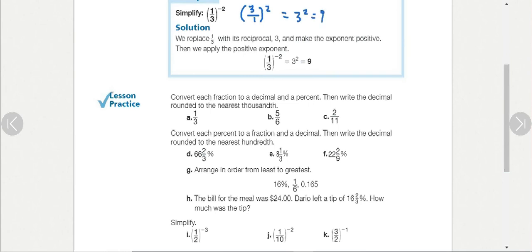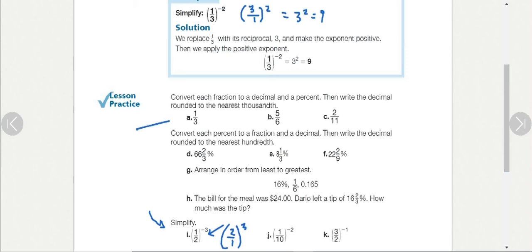So when you look at these, they're just making sure you understand what to do with this. If everything is to the negative 3, that means to turn this to the positive 3. Okay, to make this positive, you flip the 1 down to the bottom and the 2 up to the top. Pretty much just the reciprocal to the positive version of the exponent, okay?